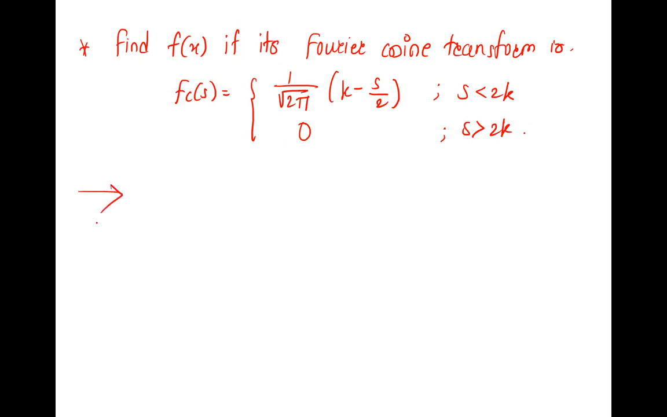Okay, solve this. What is given to you, and what is asked? Do you get the question? Find the function f of x if its Fourier cosine transform F_c(s) is given to you. Which definition will you apply? Inverse. Very good. So we have the inverse Fourier cosine transform, where we get f of x. What is the definition?